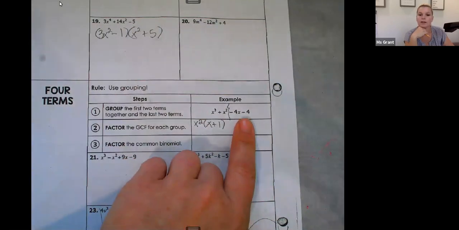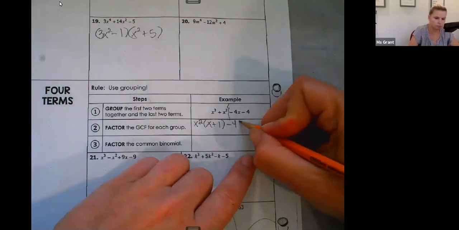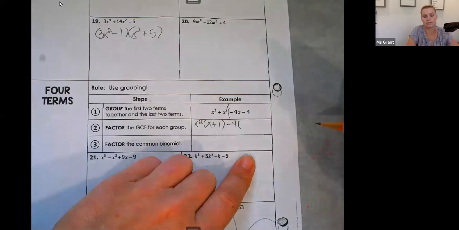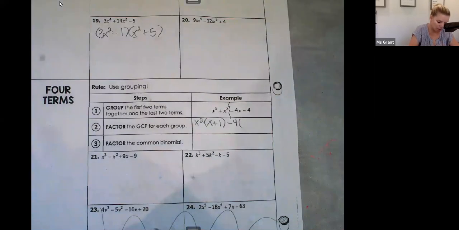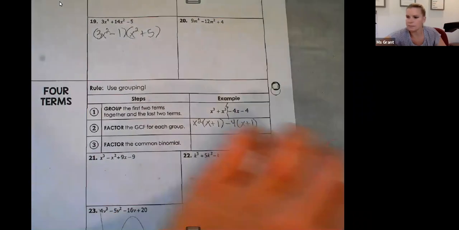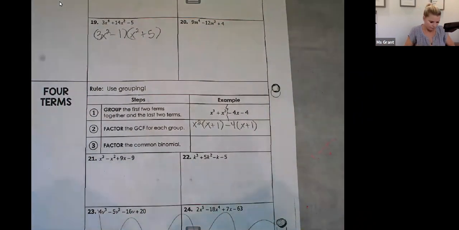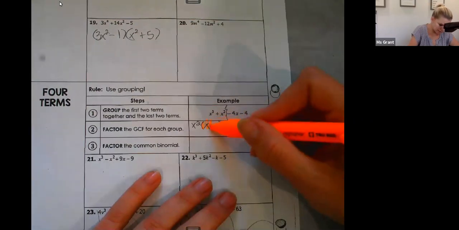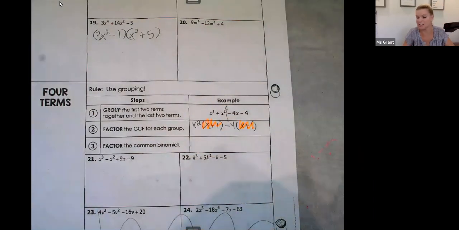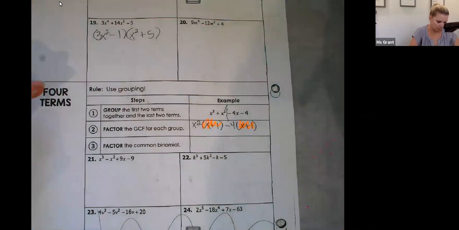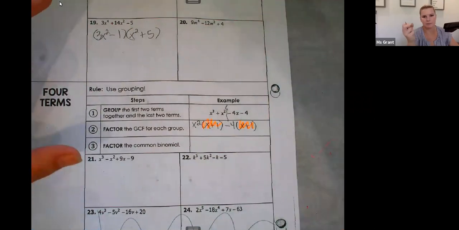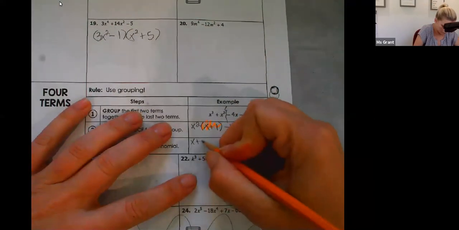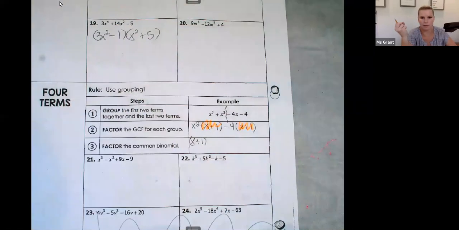Then I look at the second 2 terms. I've got a negative 4x and a negative 4. Well, negative 4 is my common factor, but it's going to be x plus 1 in the parentheses. It is no coincidence that this x plus 1 and this x plus 1 are the same. It's supposed to be like that. In fact, if it's not that, you did something wrong. So now I'm going to put what's in common, the x plus 1. I only write it one time because I'm pulling out the common factor.